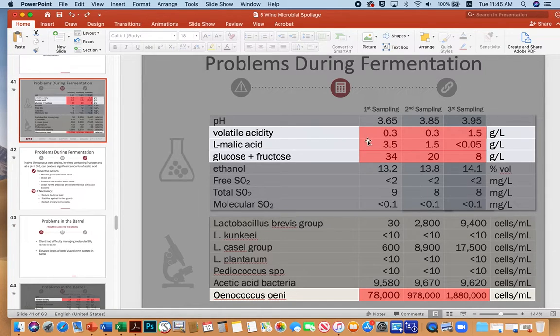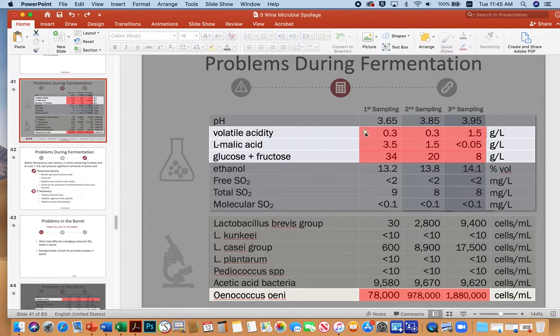This is the key right here, though. Malic acid is being depleted with each sampling, and right there you should get a general sense of what's happening just by looking at that. And obviously you can see that the sugar is being consumed. Another thing to notice is that the molecular SO2, and I didn't highlight this, is way low. You need something around 0.8 mg per liter, for example, to be antimicrobial. So you've essentially lost your molecular SO2.